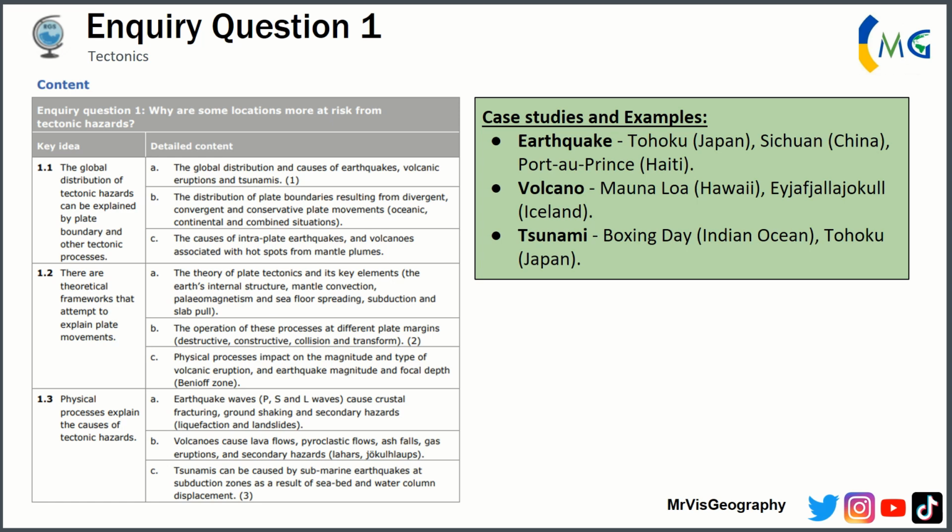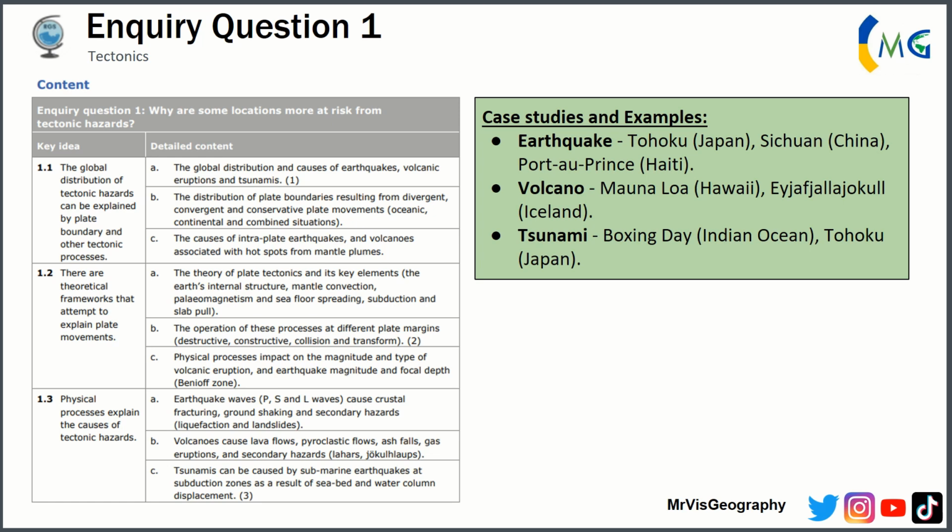For volcanoes, we talk about Mauna Loa, which is in Hawaii, because Hawaii is the hotspot we look at in the Pacific Ocean. And then for Iceland, we look at Eyjafjallajökull, where jökull means glacier, the volcano in Iceland that erupted and caused airspace in Europe to have a bit of a meltdown for a few days. We then have a look at the tsunamis.